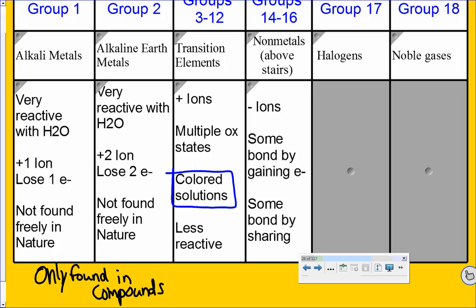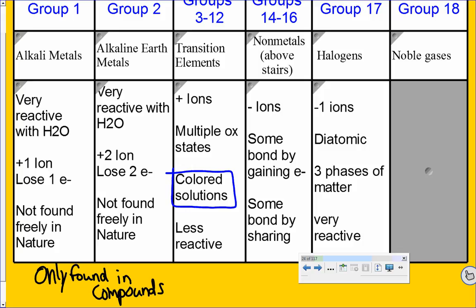Groups 14 through 16, above the stairs, when we're talking about the nonmetals, this is where we get into negative ions. They may bond by gaining electrons, or they may bond by sharing electrons. So there's a little bit of a variety in properties there. We're talking about nitrogen and oxygen, which are gases, phosphorus and sulfur are solids. Generally, it's important to understand they do not lose any electrons.